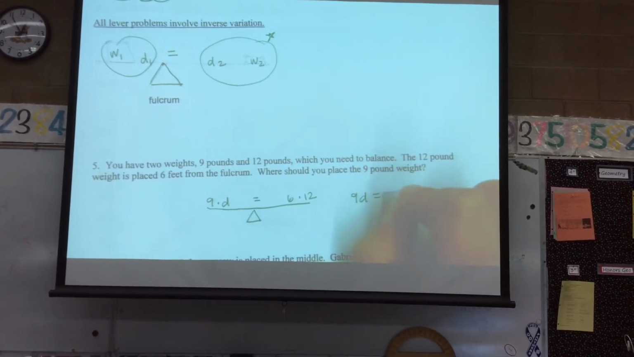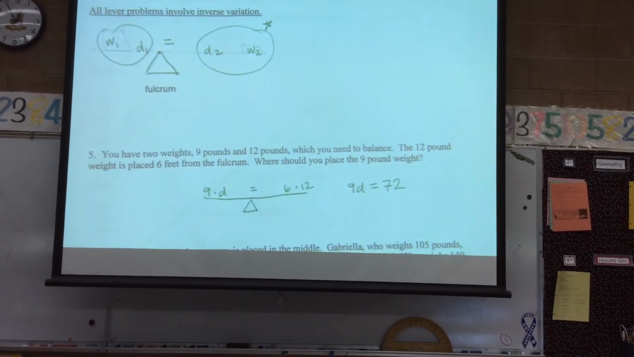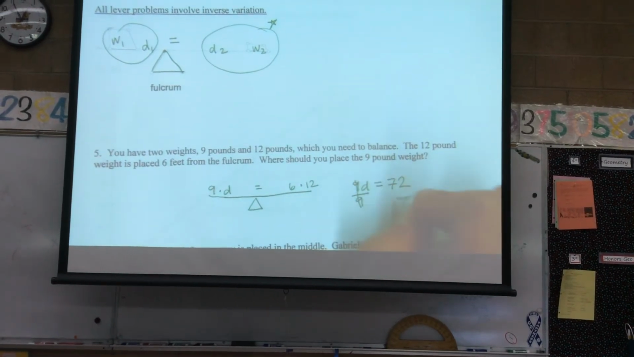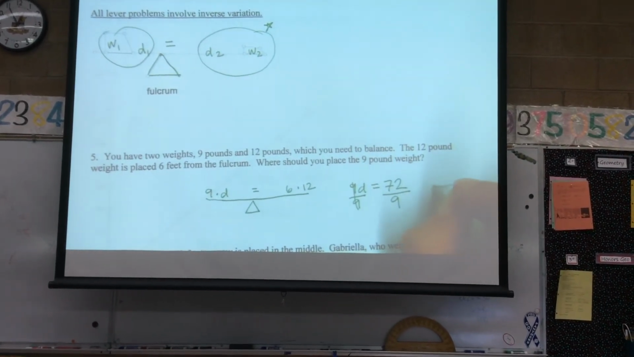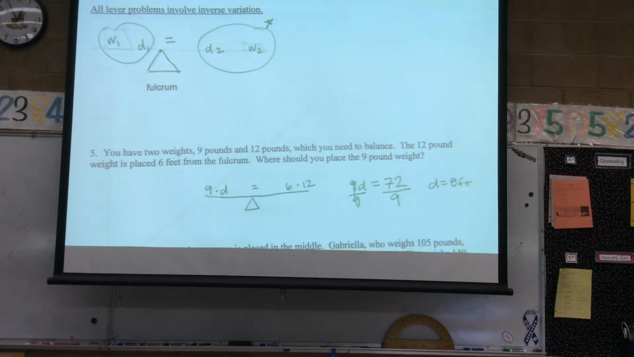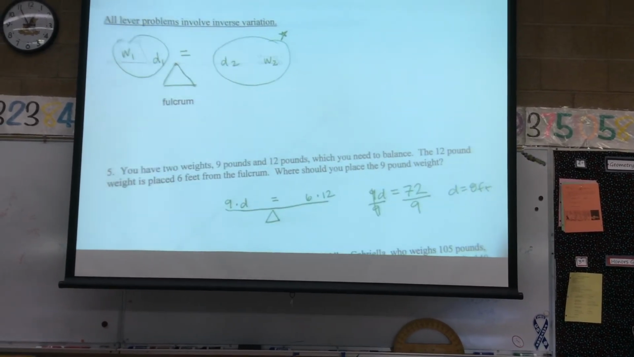9d equals 6 times 12, which is 72. Let's divide both sides by 9. And we get that the distance should be 8 feet away. You can do it with a real seesaw, too.